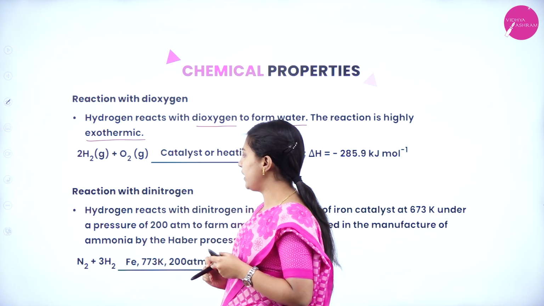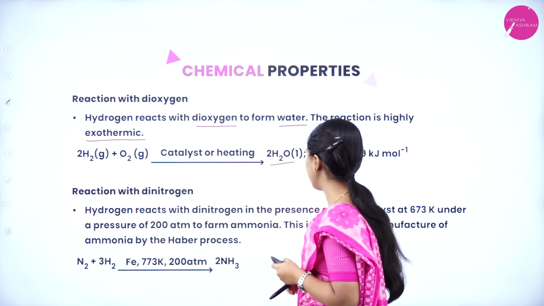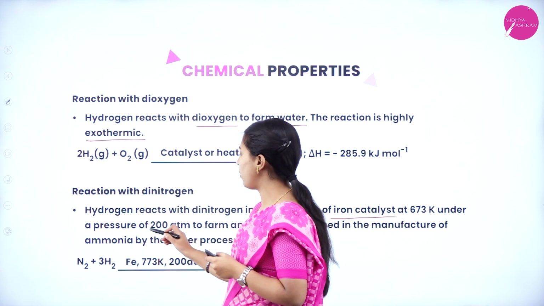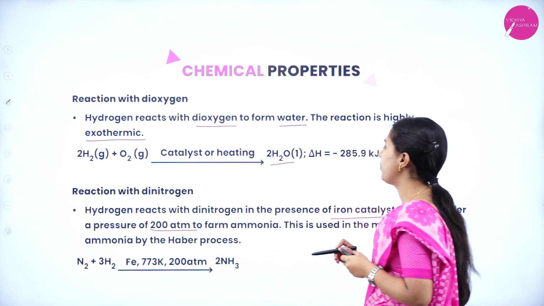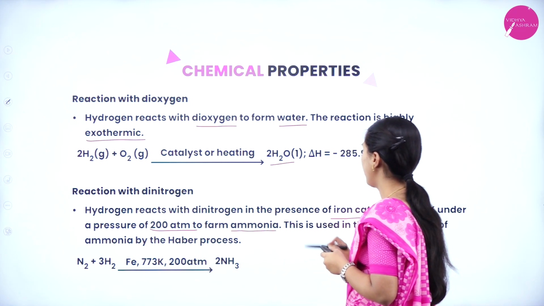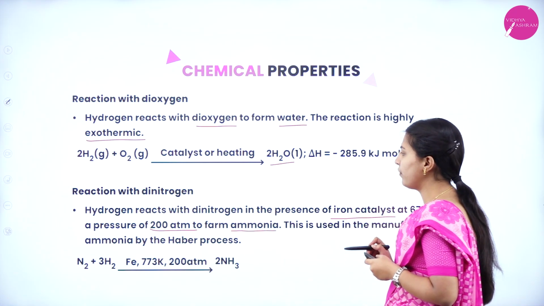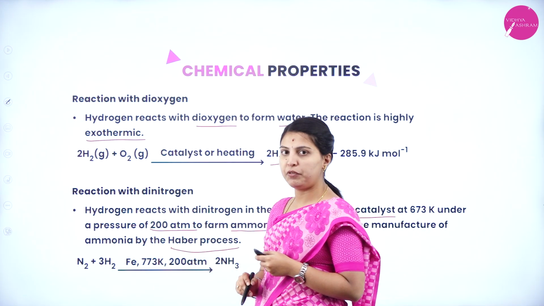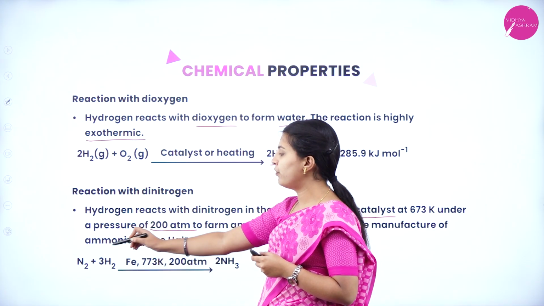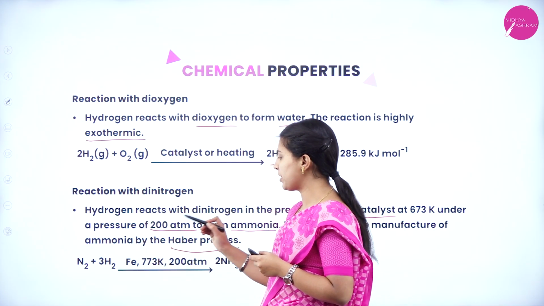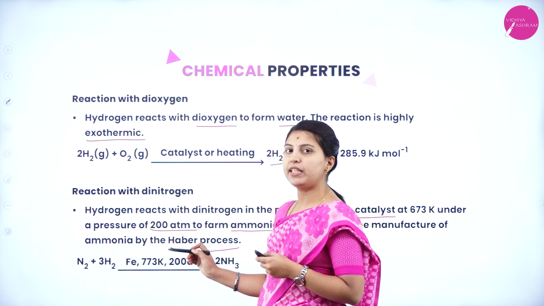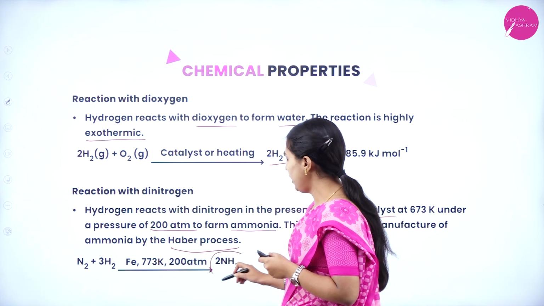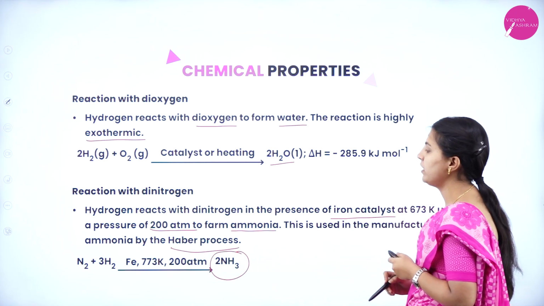Next, reaction with dinitrogen. Hydrogen reacts with dinitrogen in the presence of iron catalyst at 673 Kelvin under a pressure of 200 atmospheres to form ammonia. This is used in the manufacture of ammonia by the Haber's process. By the Haber's process, ammonia is formed when dihydrogen is treated with dinitrogen in the presence of iron catalyst at 773 Kelvin and 200 atmospheric pressure. This is ammonia, NH3.